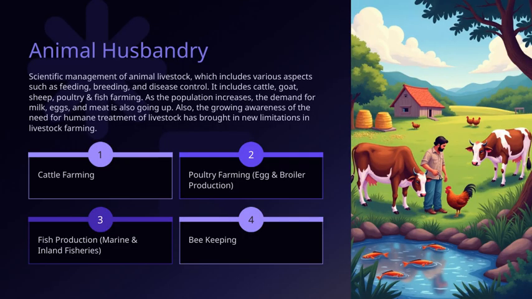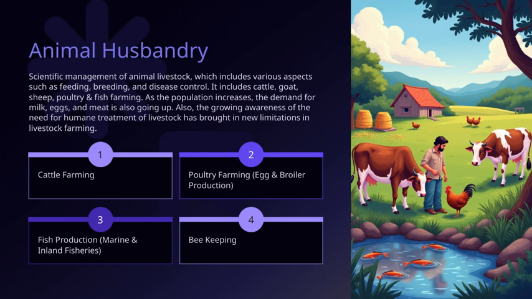Animal husbandry is all about the scientific management of our farm animals, and it covers a lot of important areas like feeding, breeding, and controlling diseases. When we talk about animal husbandry, we're referring to livestock like cattle, goats, sheep, poultry, and even fish farming. As our population grows, the demand for milk, eggs, and meat naturally increases, which makes efficient livestock management even more critical.